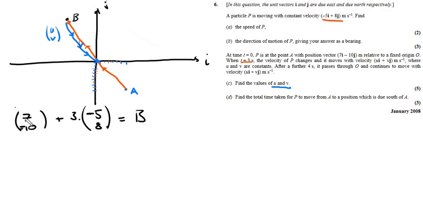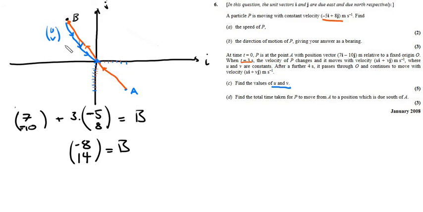So let's just do that. 7 plus 3 times minus 5, well, that's going to give us negative 8. And negative 10 plus 3 times 8 is going to give us positive 14. So we've just found the position of B. B is (-8, 14).